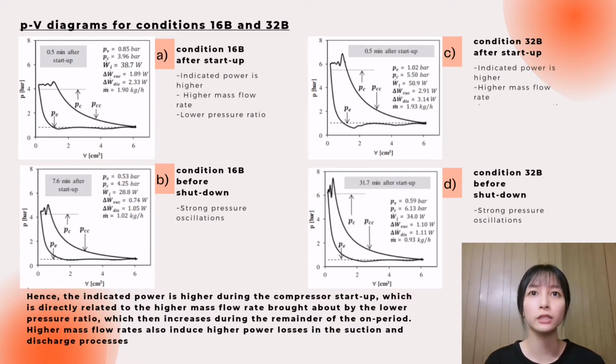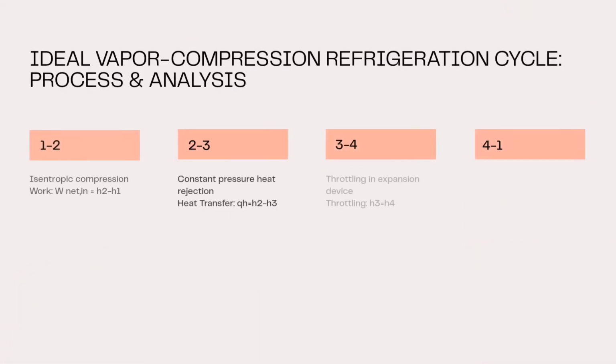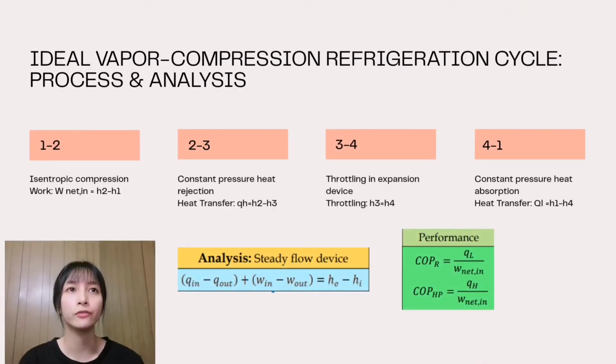Higher mass flow rates also induce higher power losses in the suction and discharge processes, as can be seen by the significant area above the dashed line in graphs A and C. From graphs B and D, one can clearly see strong pressure oscillation during the discharge process, suggesting rebounding of the discharge wave.